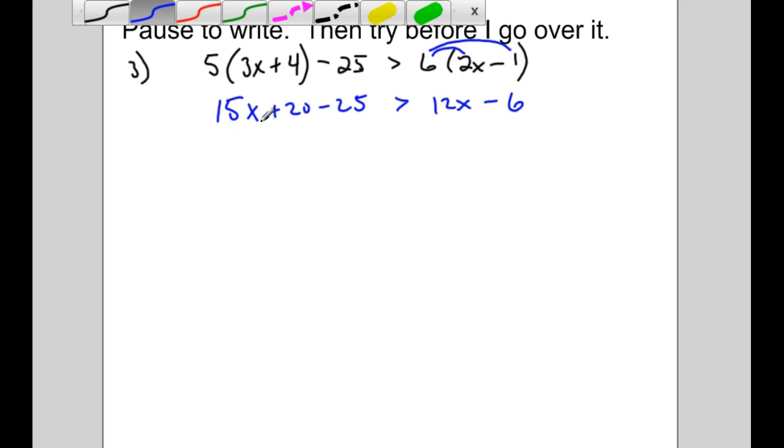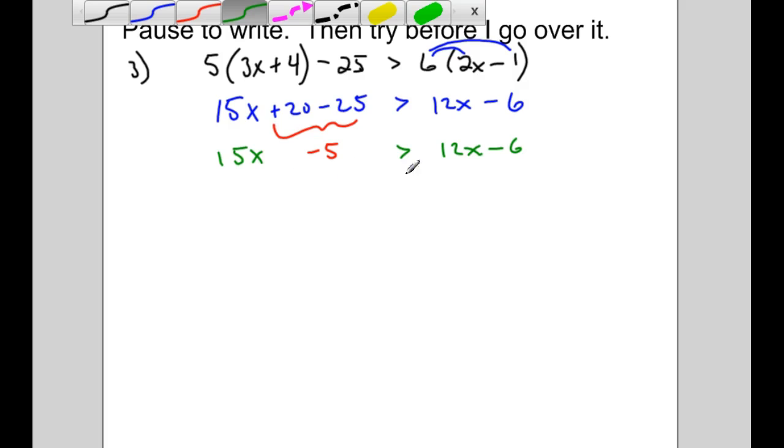Over on this side, you can combine some like terms. Don't do this thing where you try to do the opposite of 25 and add it with this, or subtract 20 and then try to subtract it from here. Just go ahead and put these two ideas together. 20 positives and 25 negatives. These are going to be more negatives, 5 more negatives to be specific. So 15x minus 5 is greater than 12x minus 6.